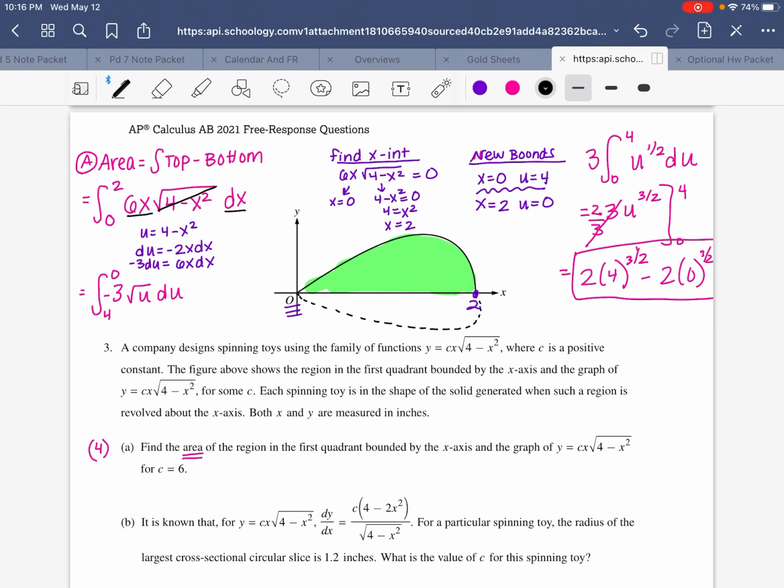If you're grading yourself, I would give yourself 1 point for finding your bounds, 1 point for setting up your integration here, 1 point for rewriting it as u, and a 4th point for your answer.